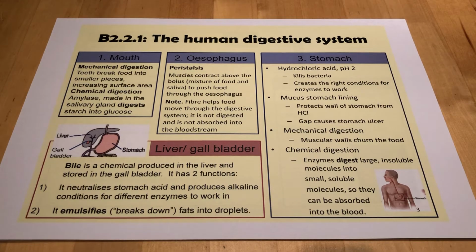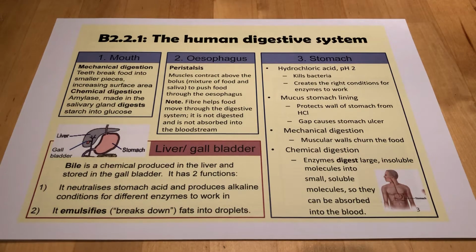The food then enters the stomach, where there is hydrochloric acid at pH 2, and that helps to kill the bacteria present in the food, although if there are extreme quantities of bacteria such as E. coli or salmonella, then obviously it's not that effective, so food poisoning can occur. It also creates the right conditions for enzymes to work. Enzymes need optimum conditions, otherwise they denature. More about that in a moment.